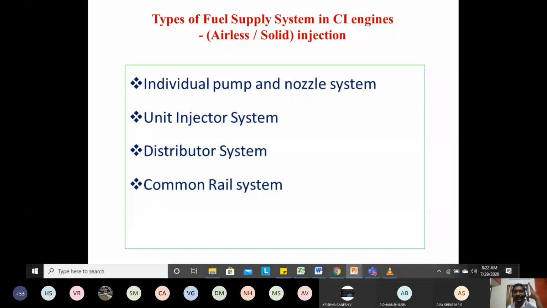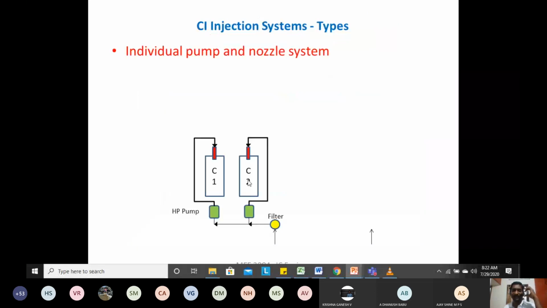Coming to the individual pump and nozzle system. Here in the diagram, we have shown 2 cylinders, cylinder 1 and cylinder 2. Cylinder 1 has a fuel injector and a high pressure pump, which is nothing but the fuel injection pump. Cylinder 2 has a dedicated fuel injector and a high pressure pump or fuel injection pump. So a separate fuel injection pump and fuel nozzle or fuel injector are available for each and every cylinder.